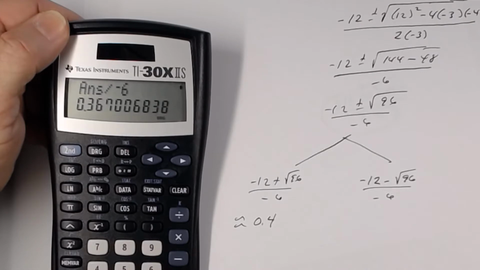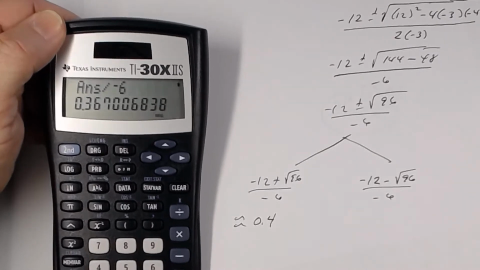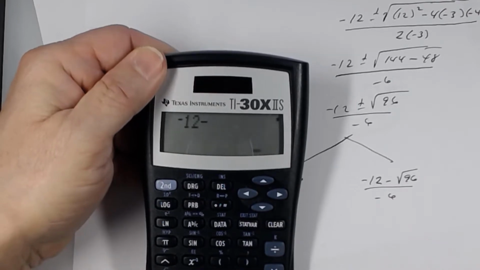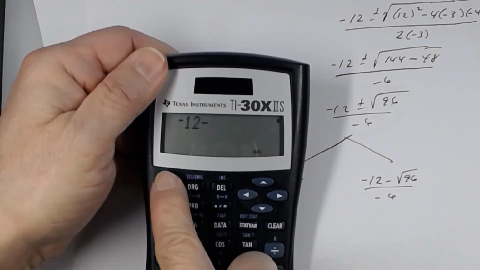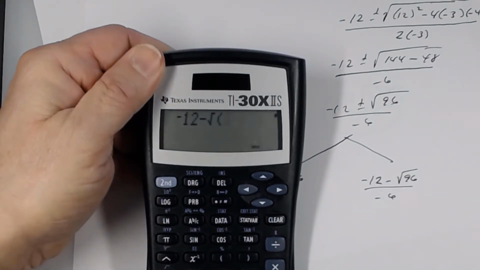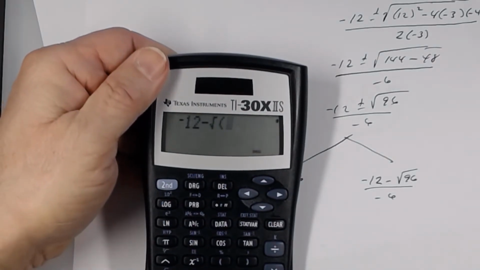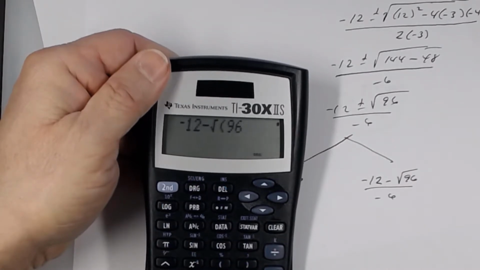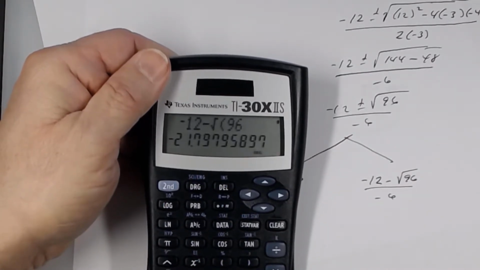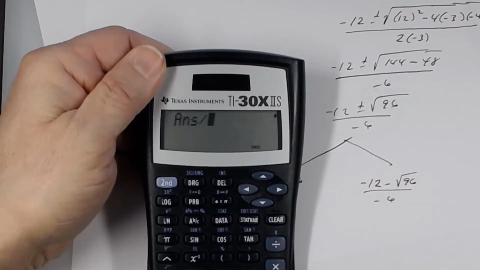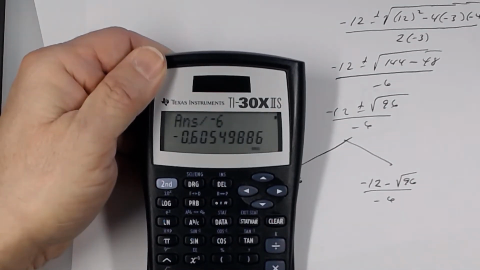Let's do the other one. So negative 12 minus, you guys say second square. So you get that square root function now. What do I type in? 96. What do I do next? Equal. That's your numerator. Then what do I do next? Divide by negative 6, equal.